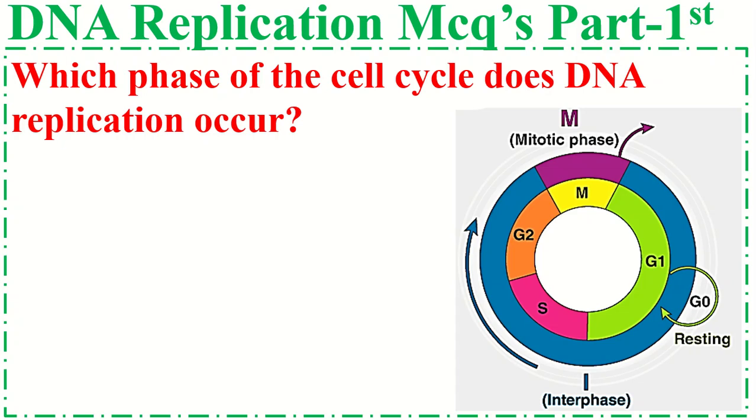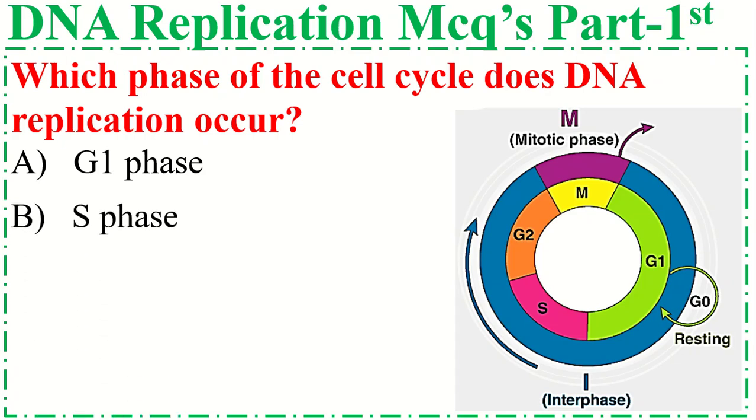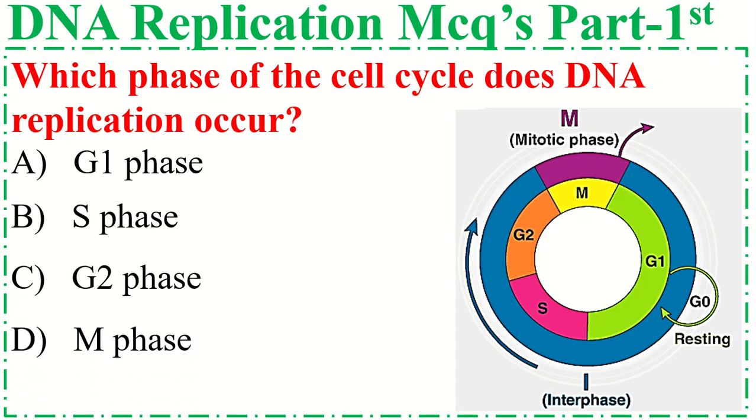In this video we will discuss the most important topic, DNA replication MCQs part 1st. Which phase of the cell cycle does DNA replication occur? Option A, G1 phase, B, S phase, C, G2 phase, D, M phase. Correct option is B, S phase.